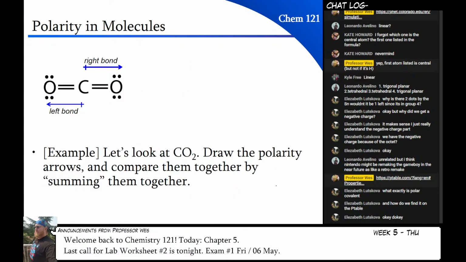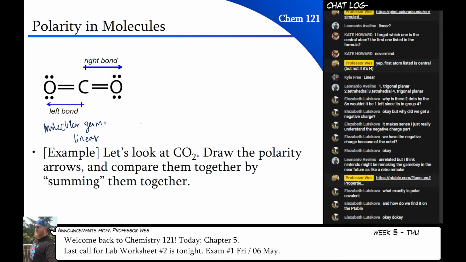So let's look at an example here. So here's CO2. I have drawn its Lewis structure. I have drawn it with the correct geometry. So the molecular geometry of CO2 is linear. So I've drawn this in a straight line.